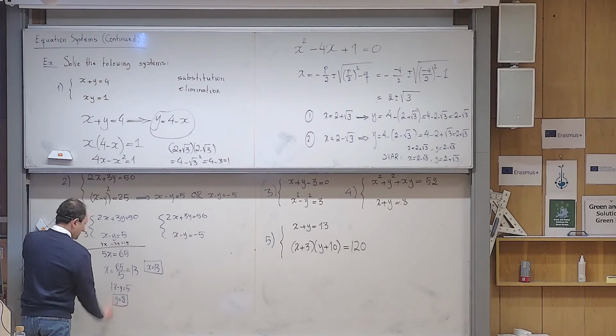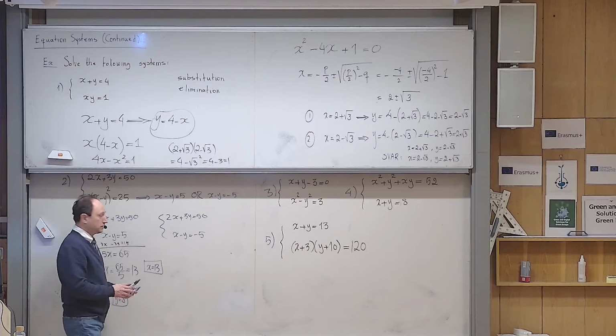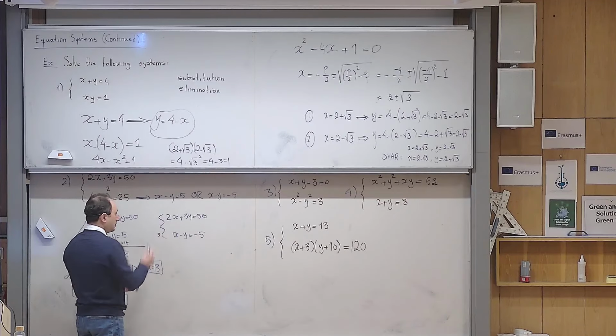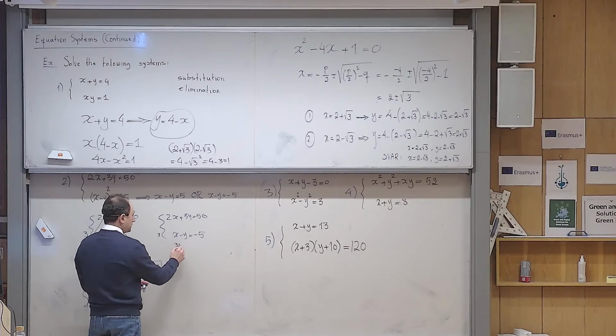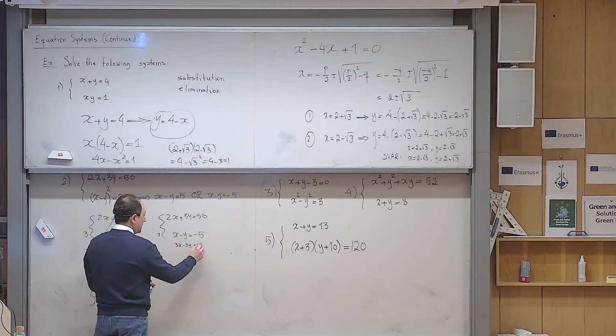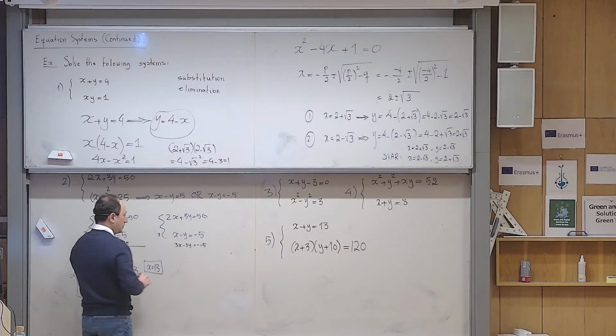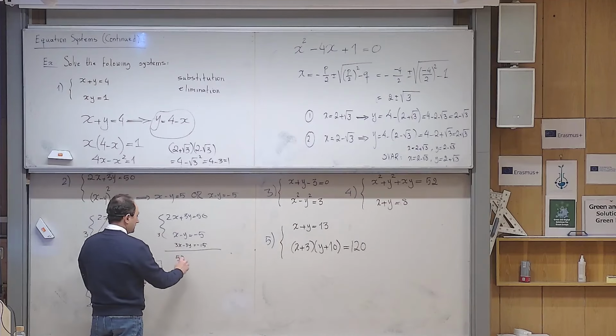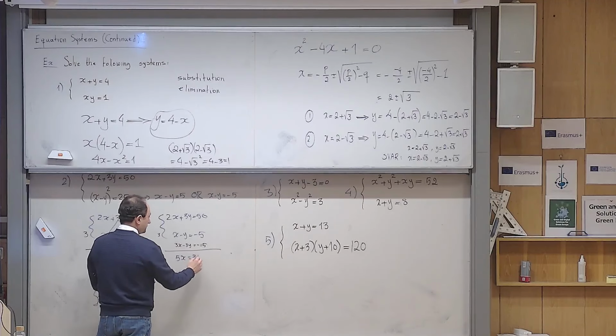The other answer, I have to solve this one again. But I can use the same trick. I multiply by 3, it becomes 3x minus 3y, it becomes minus 15. When I add them, this one and this one becomes 5x. This one and that one are gone. This becomes what? 35. So x becomes 7.